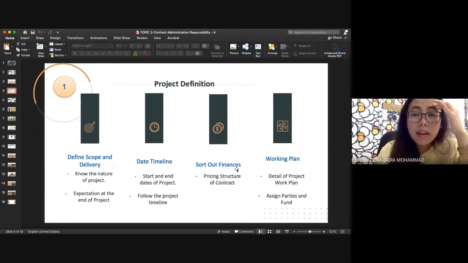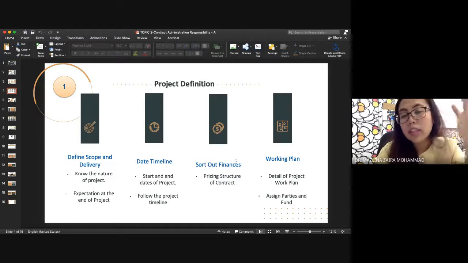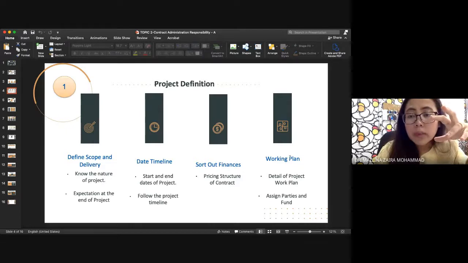And then the finance, this is where the QS will be involved. They already spell out how much the cost is. If it goes over because of changes or the drawing, then the contractor can claim from the client. So it depends. And then the working plan.